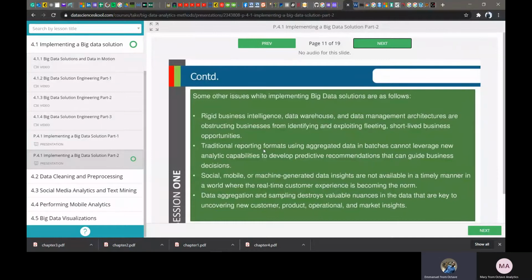Mobile or machine-generated data insights are not available in a timely manner in a world where real-time customer experience is becoming the norm. Also, data aggregation and sampling destroys valuable nuances in the data that are key to uncovering new customer, product, operational and market insight. So the challenge is being unable to leverage the whole data set and the whole population rather than just taking samples from the population.